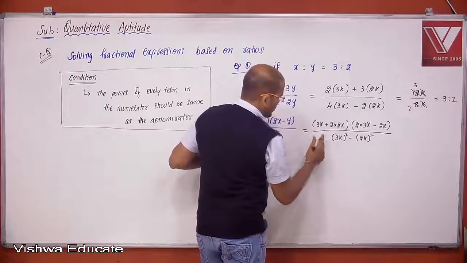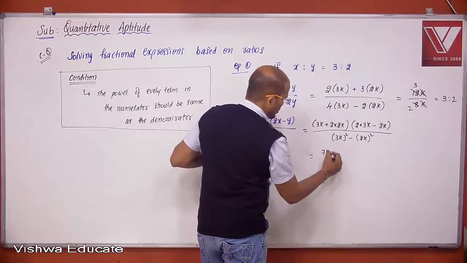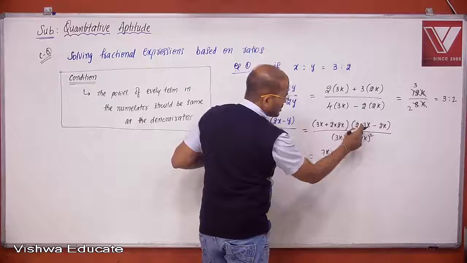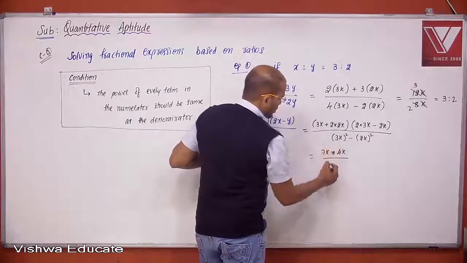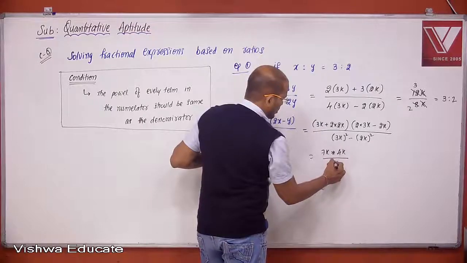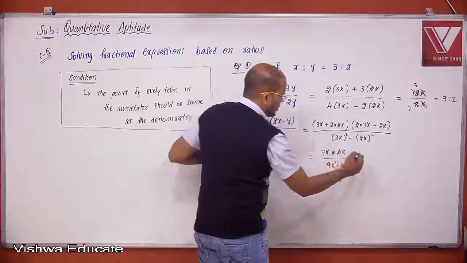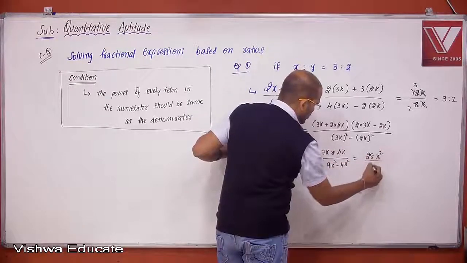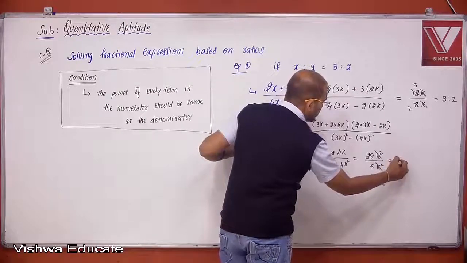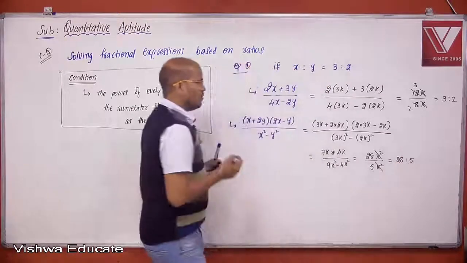Now this would be 3k plus 4k is 7k. So 6k minus 2k is 4k by 9k square minus 4k square. 7 fours 28, so 28k square by 5k square. k square is minimized. 28 is to 5. This is the normal way of solving it.